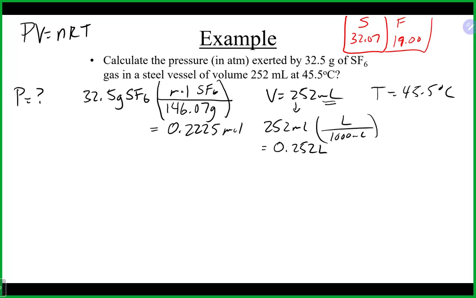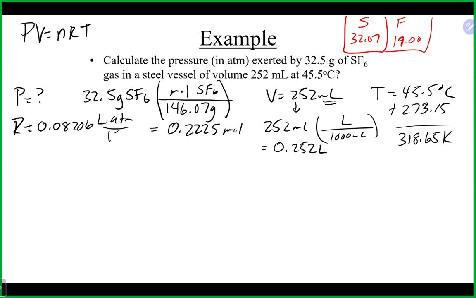And lastly, the last thing here that's not in the right units is our temperature. It needs to be in Kelvin. So we're going to add 273.15 to it. We've got 318.65. And once again, as previously noted, R is never usually given to you in problems, but you always have the R value available: 0.08206 liters atmosphere per Kelvin mole. So now we have everything in the proper units.